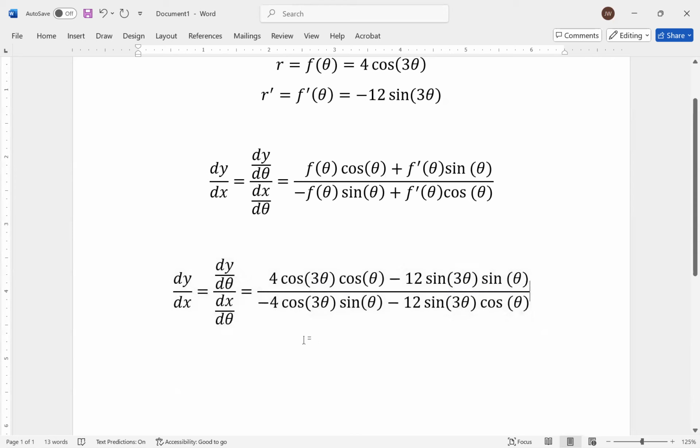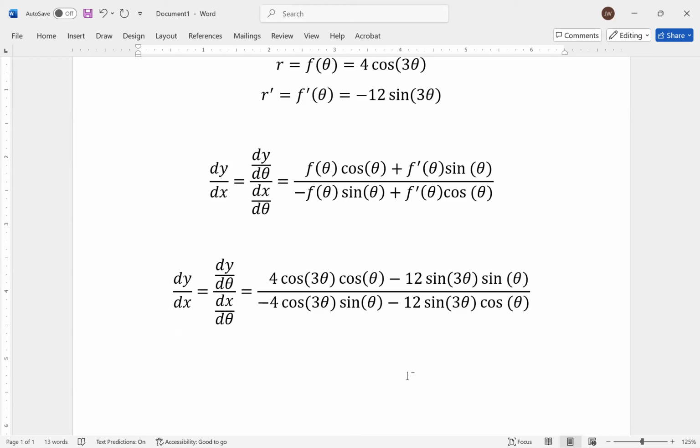You can also use trig identities with cosine 3 theta, sine theta, sine 3 theta, cosine theta. You could do the product to sum identities is what I'm getting at. And then some of those may cancel out because we have a 3 theta and a theta. And again, you could do a lot of simplification if you like. But this is it. This is the derivative of the rose curve.